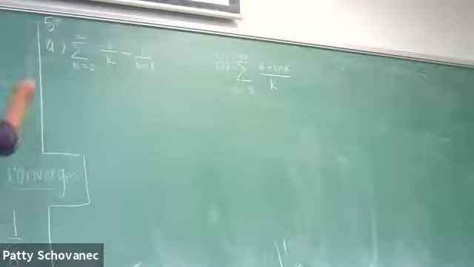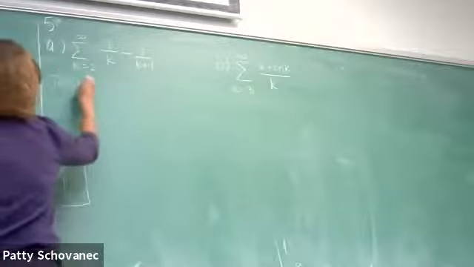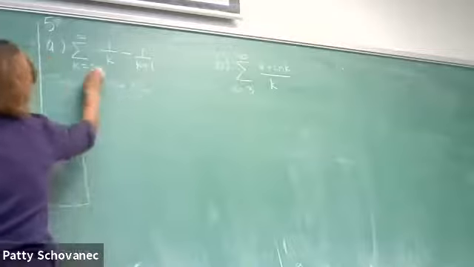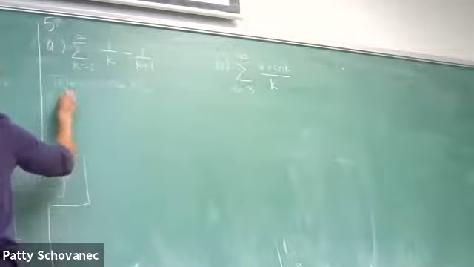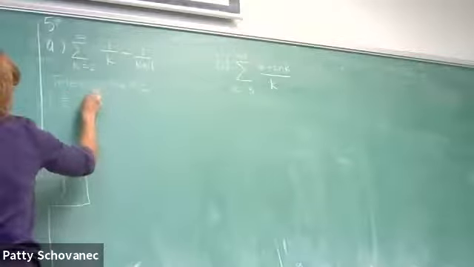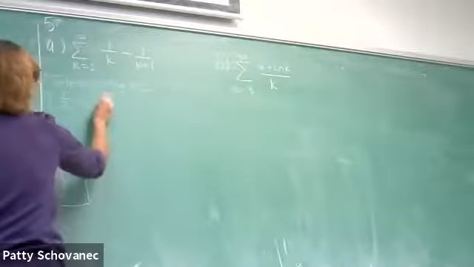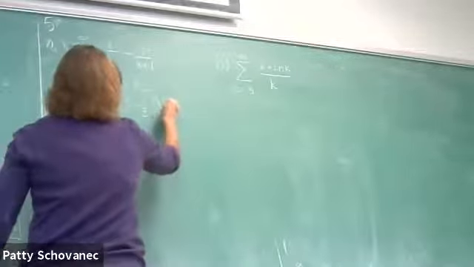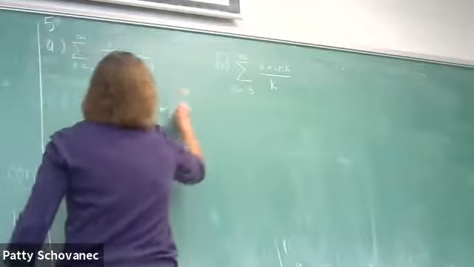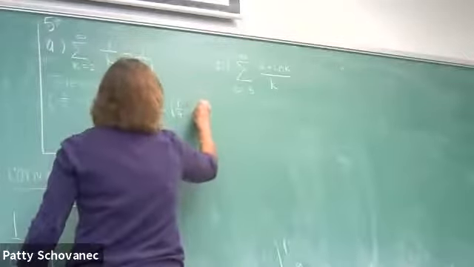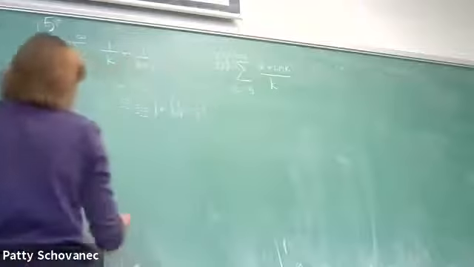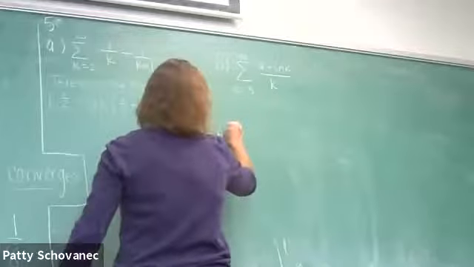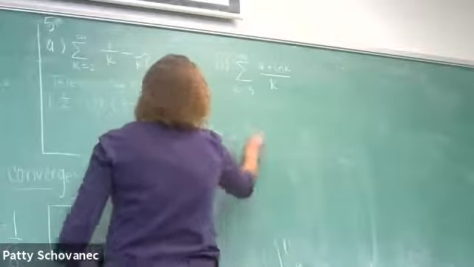Okay, this is telescoping. So we're going to show that it's telescoping. When k is 2, you have a half minus 1, because 2 minus 1 is 1. When k is 3, you have a third minus a half. When k is 4, you got a fourth minus a third. And so when k is n, you have 1 over n minus 1 over n minus 1.